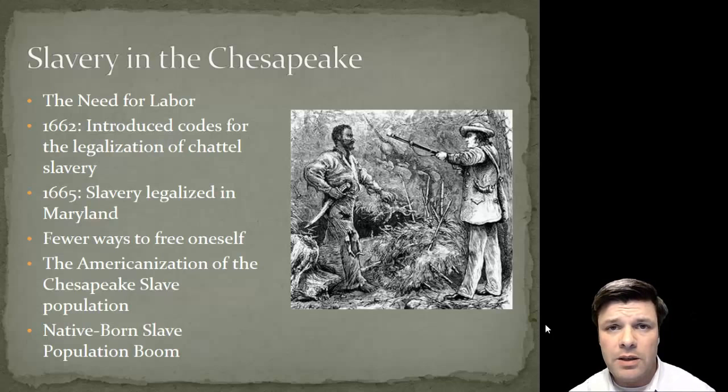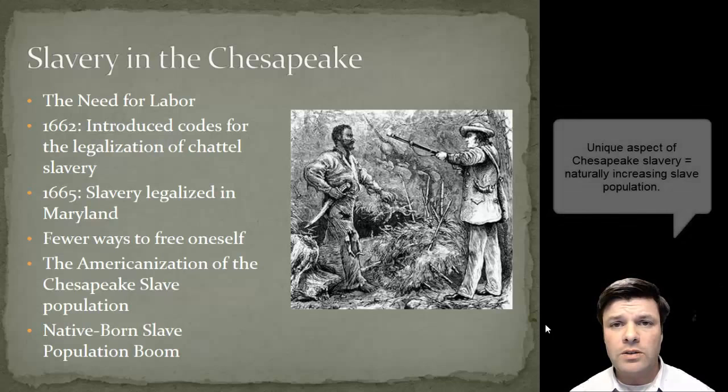And let's be honest about this. The economy has a really big determining factor as to why. Slavery was very, very good for business in the sense that you got not only a cheap source of labor, but a very effective one. This made financial sense. And I don't mean that in a good way, but hopefully you can understand where I'm coming from. Now, there is a very unique aspect of Chesapeake slavery, and that is you have a rapidly increasing native-born slave population.